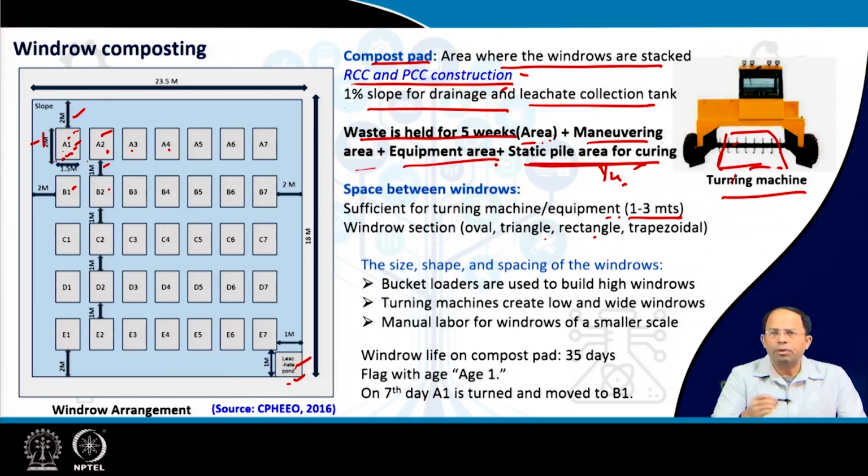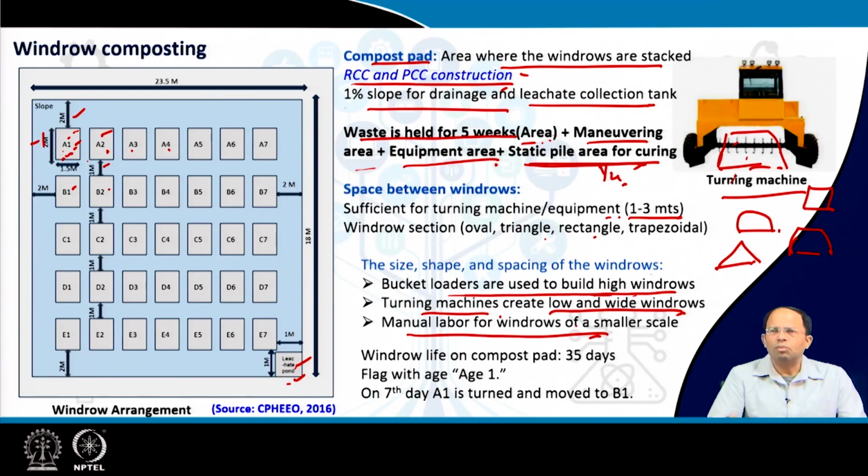So the mounds that you create could be oval, triangular, trapezoidal, and even rectangular, right? It depends on what sort of machines you are using for creating these kinds of mounds. The size, shape and spacing of windrows depends on the bucket loaders used to build or the turning machines and so on, right? If you are using bucket loaders, you can build very high windrows because you can lift the garbage and put it. Turning machines cannot lift, they just turn the garbage. So these are low and wide windrows. Manual labor, usually in smaller scale operations, we can go with manual labor as well.